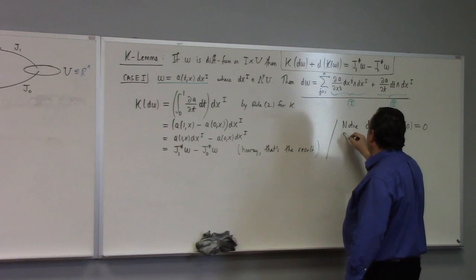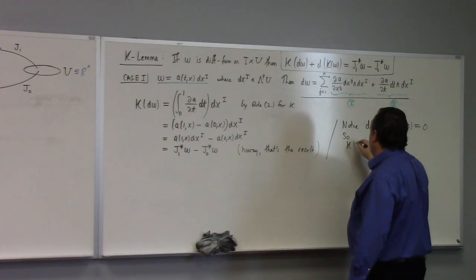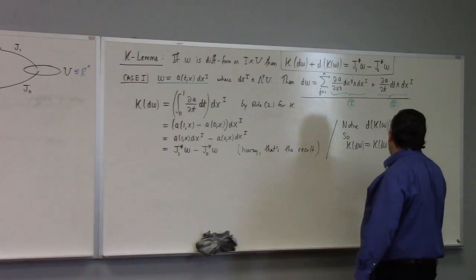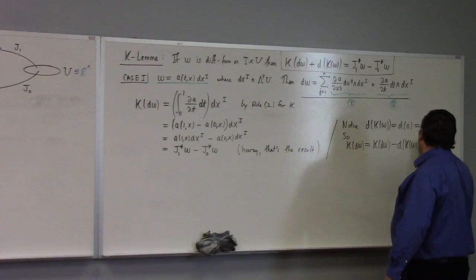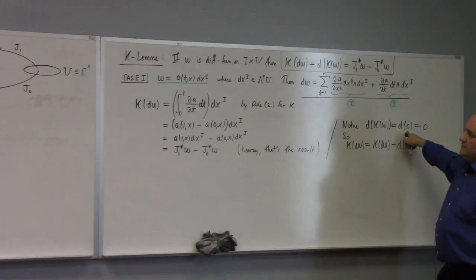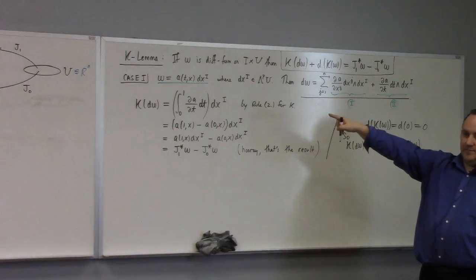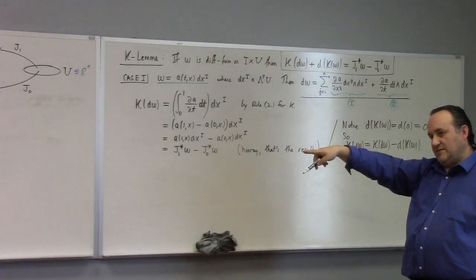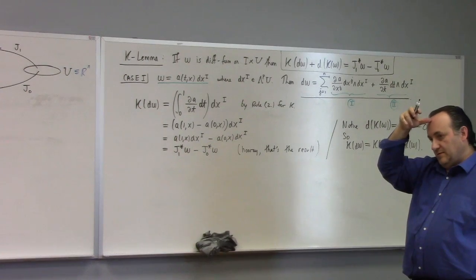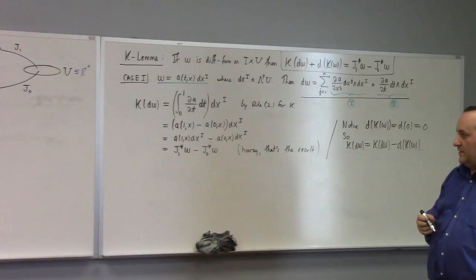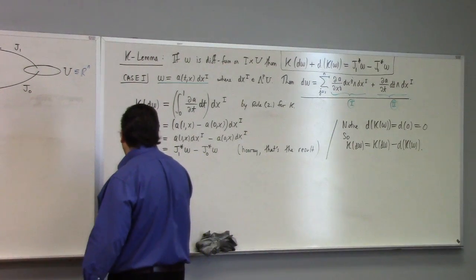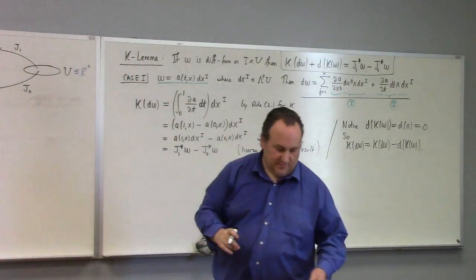So k of d omega is equal to k of d omega minus d of k omega in this case, right? Now, why is that 0? Because there is no time part in this omega, right? So by definition, our k just sends it to 0. So there's not much to show there, just by definition. All right, so case 2. Case 2, it's a little bit trickier.